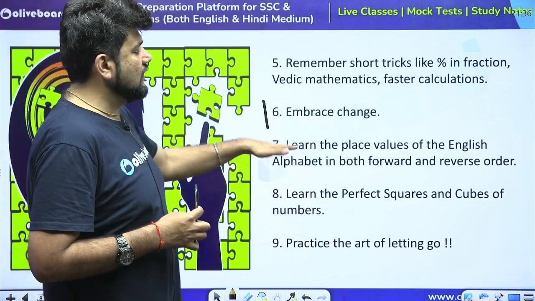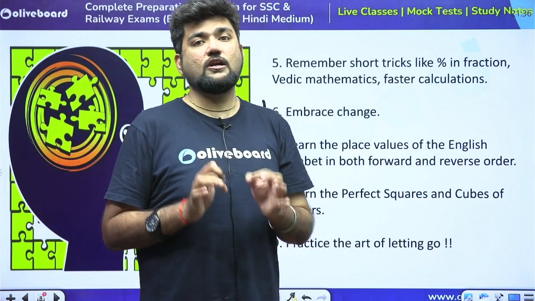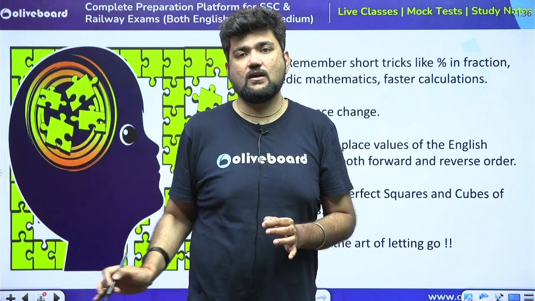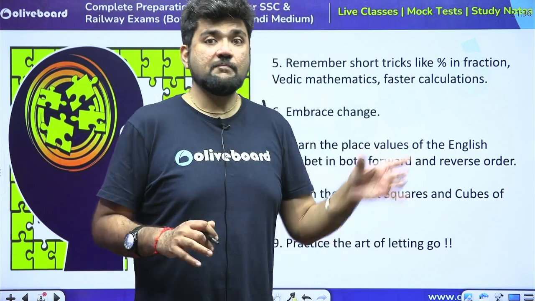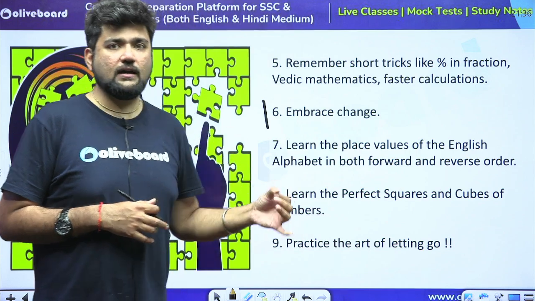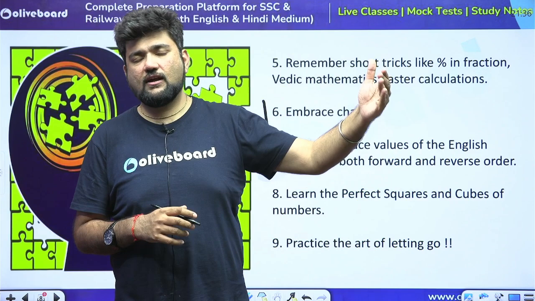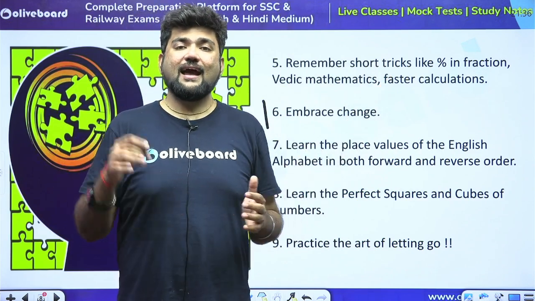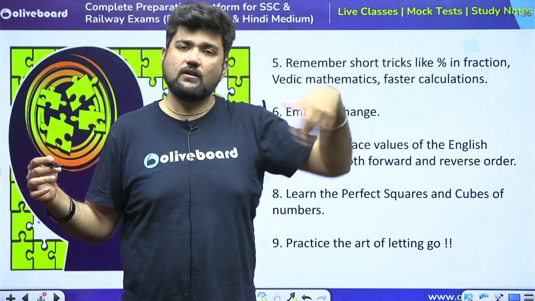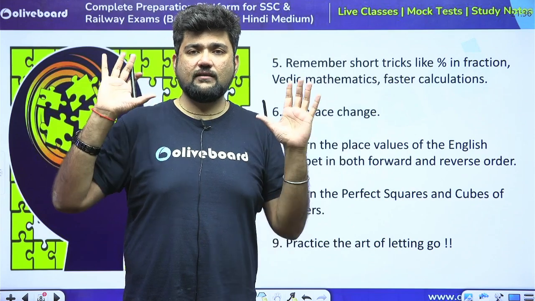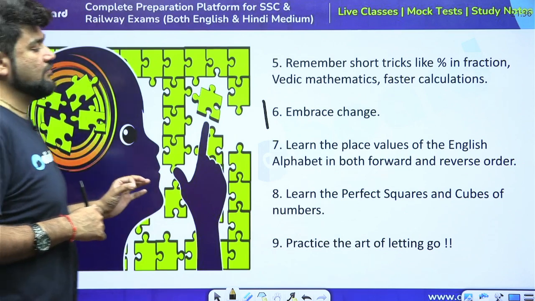For logical reasoning, learn the place values of the English alphabet in both forward and reverse order. Don't depend upon charts. Just don't write it down during your examination. Don't depend upon mnemonics or short tricks here. Learn it. And you don't have to rote learn it. You just have to write it at one place, stick it on a wall, just keep watching it regularly when you are coming, and start solving your questions and start recalling those place values or reverse place values. Gradually, they'll all set at the back of your mind in your subconscious. So you don't have to work hard for that separately.